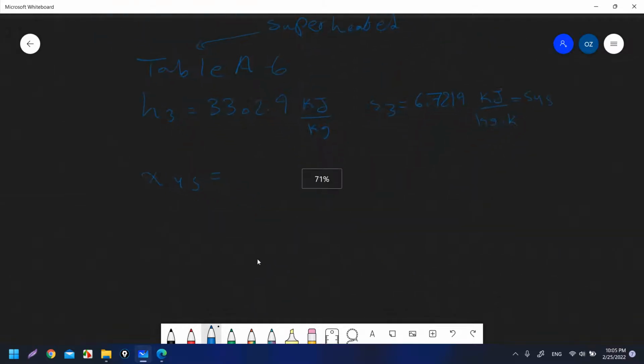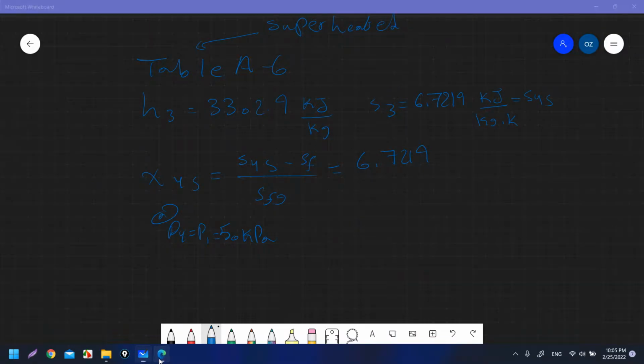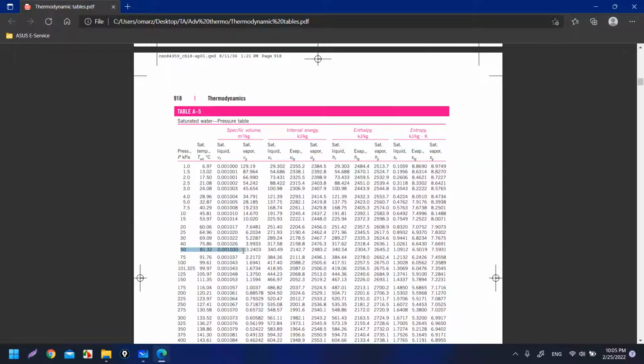So let's find X4S. X4S is equal to (S4S minus SF) over SFG, okay, at pressure P4 equal to P1, state 4, 50 kilopascal. S4S is this value, 6.7219. SF and SFG from table A5, 50 kilopascal. So at this pressure, we will calculate or get SF and SFG.